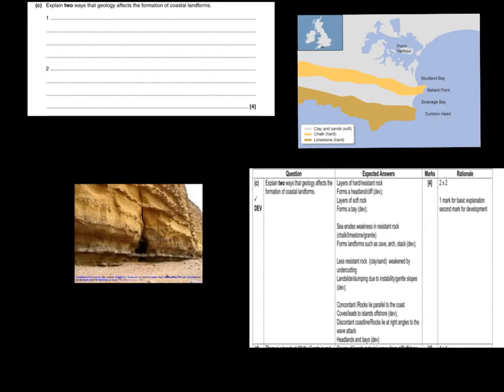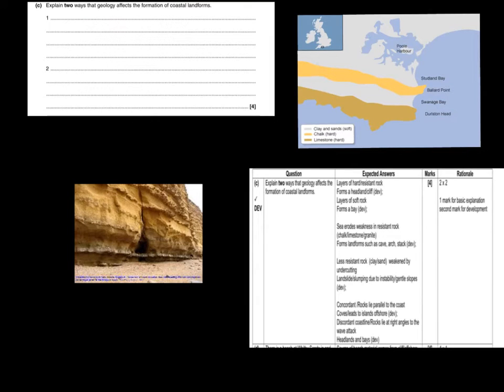It could be you talk about alternating layers of hard and soft rocks like we've got here. Alternating hard and soft rocks forming a discordant coastline. That would be fine. On the other hand, you could talk about when you have 1 layer of rock forming a concordant coastline like we have along this coastline.